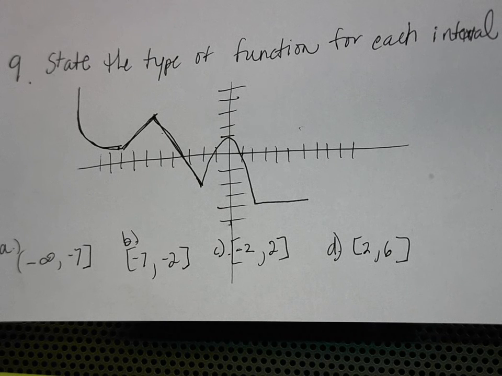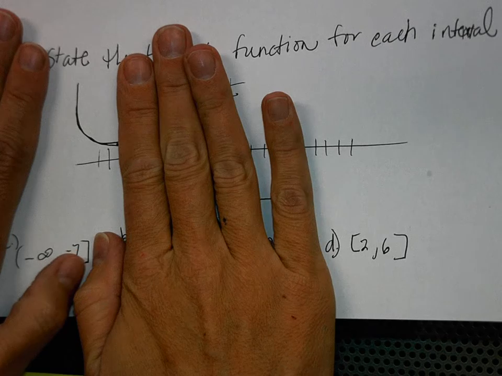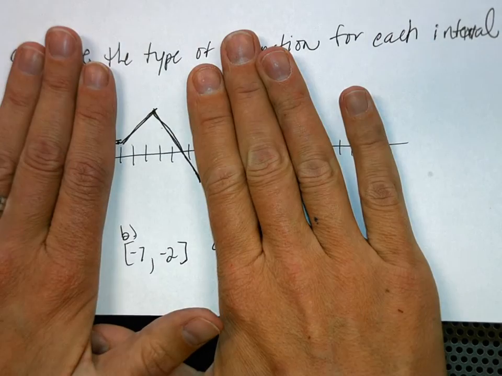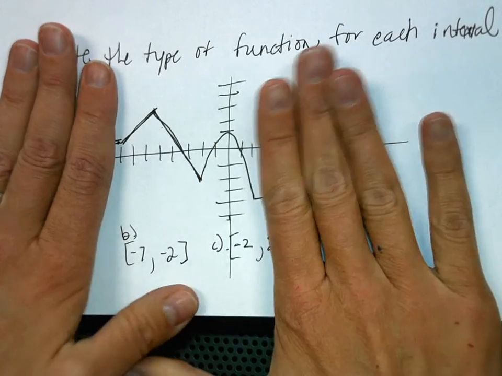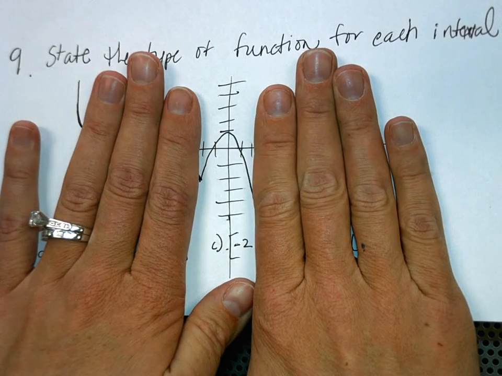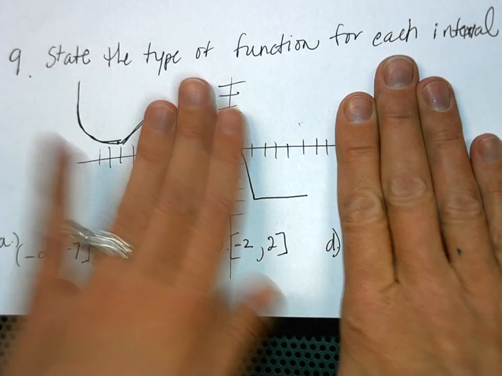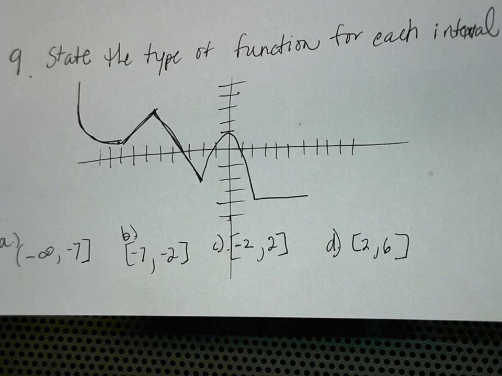Okay, so this one right here is exponential. This one, B, is absolute value. C is quadratic. And D is linear. Okay, any questions? Okay, this one is the same as you had on your quiz number 2.